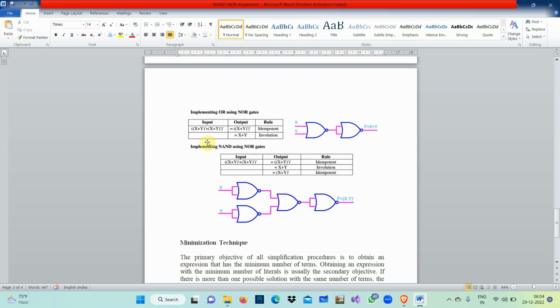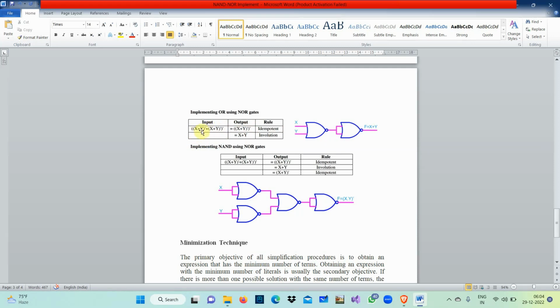Okay. Then what is the meaning of this? See, (x + y)' and (x + y)' is the same as (x + y)'. This is the idempotent rule. You get it now? Are you getting me? So it is just like (a·b)' is a' + b', like that.